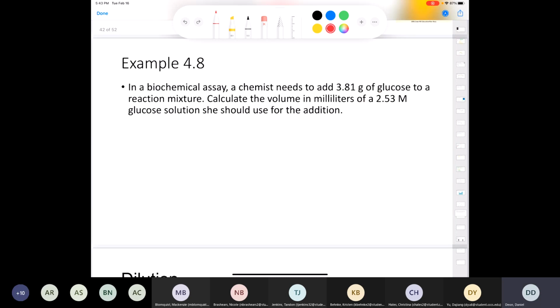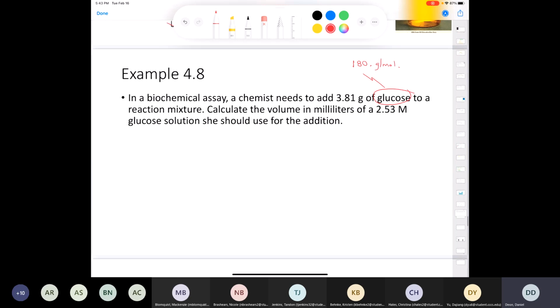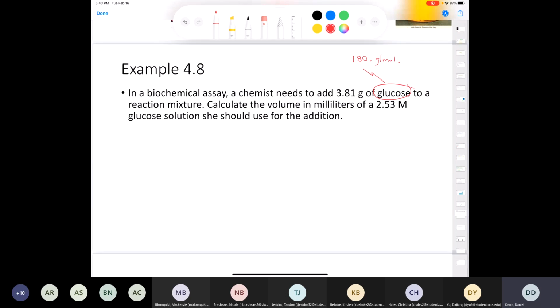So I want everybody to give this one a try, and the only bit of information that I need to give you is the molar mass of glucose. We're going to use 180.16 grams per mole. I'm going to give you 2 minutes to give this one a try. I'll go grab a drink of water.